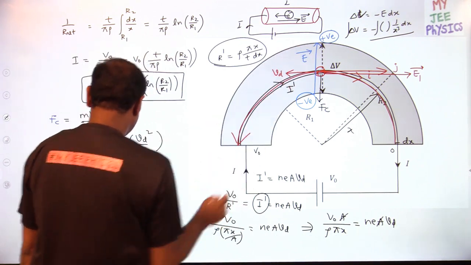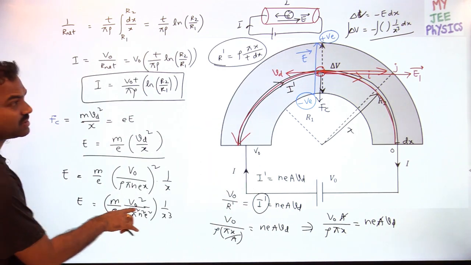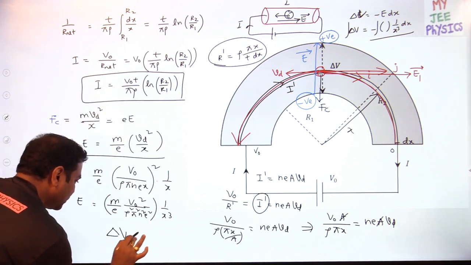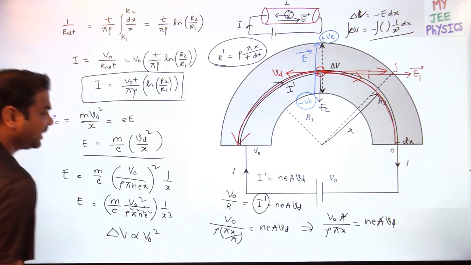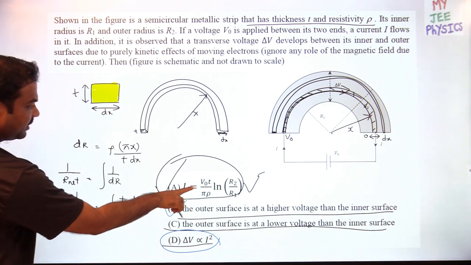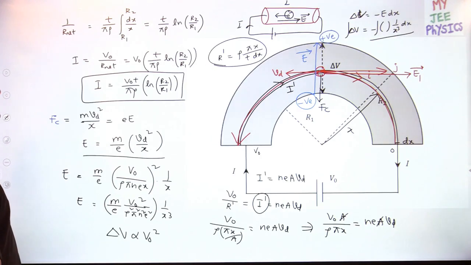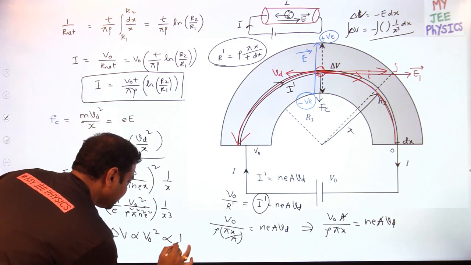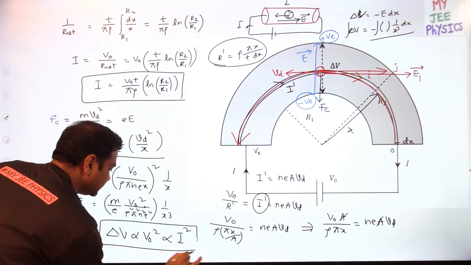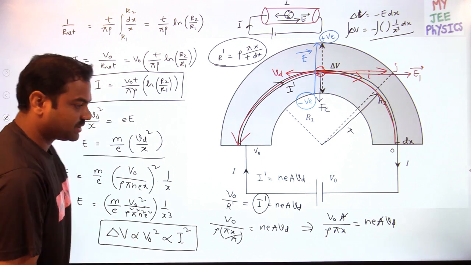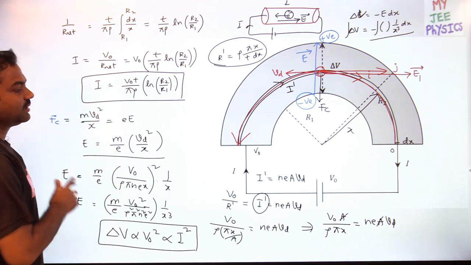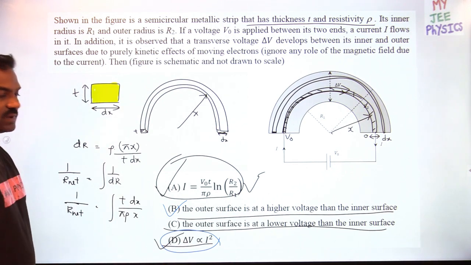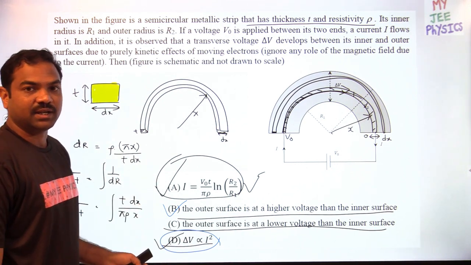But see here, E is proportional to V naught square. So delta V is also proportional to V naught square, whereas V naught is proportional to I. You can see here V naught and I are proportional to each other. So delta V is proportional to I square. I am not going for the complete expression, but you can easily understand that the potential difference is proportional to the I square term. So this also will be correct. So the correct options are A, B and D.